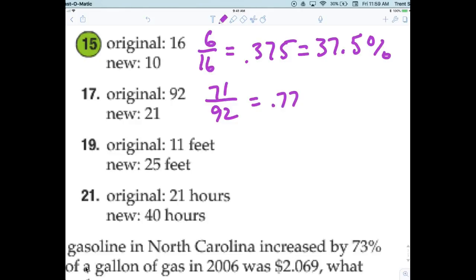0.772. What's after the 2? Oh, it's after the whole decimal. Okay. So you're telling me that's 77.2%. Is that what you're telling me? Mm-hmm. Somebody got to verify. Is that right? 77.2?